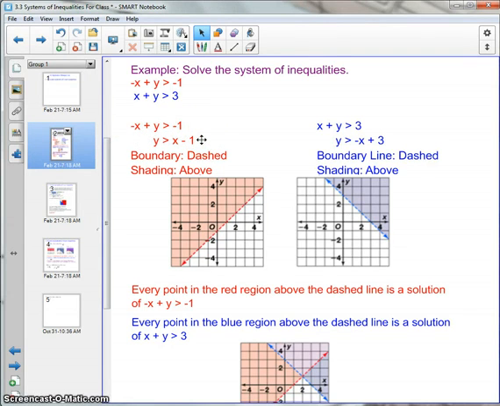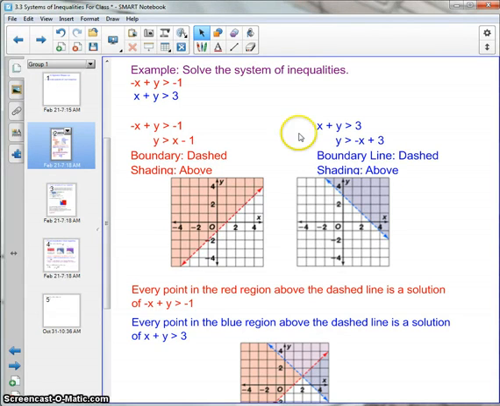So looking at that inequality, we notice that our boundary line is going to be dashed because our inequality symbol is greater than. If there was an equals to included in that, then our boundary line would be solid. But because it's just greater than, it's going to be dashed. And when we look at our shading, we're going to shade above our boundary line because we want the values of y to be greater than that boundary line.